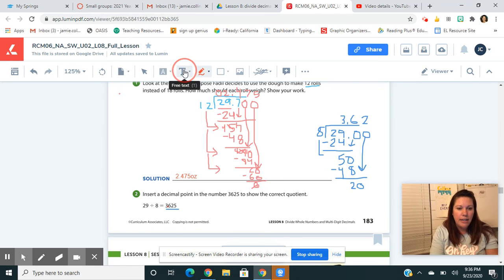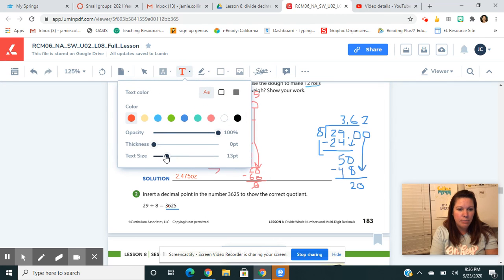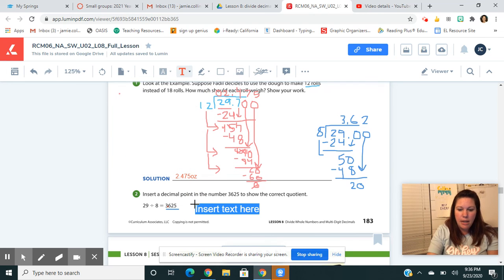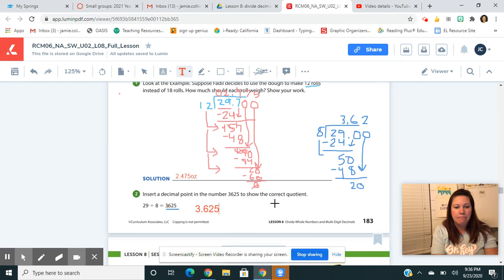I'll go ahead and type that out to make that bigger to help anyone who can't see it. So I'm going to make my text size a little bit bigger here, and I'm going to type in 3.625. There you go. Anyway, please remember, because I did not catch this, that 29 is our dividend, 8 is our divisor. Your dividend is usually the number that comes first in a division problem.